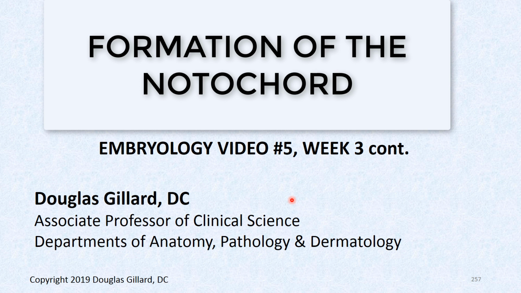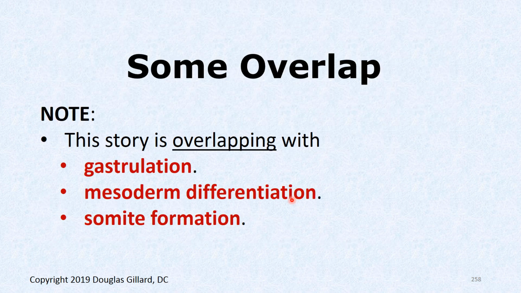In this video we're going to focus on the formation of the notochord. We haven't quite finished week number 3, so we're definitely going to finish week number 3 in this video. There is some overlapping story going on at the same time. That's why it's so hard to teach embryology, because so much stuff goes on at the same time. Specifically, gastrulation, mesodermal differentiation, and somite formation are going on at the same time. We'll talk about these important processes in the next video. But right now we're just going to focus on making a notochord.